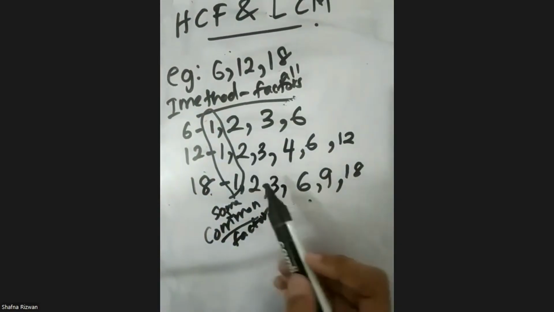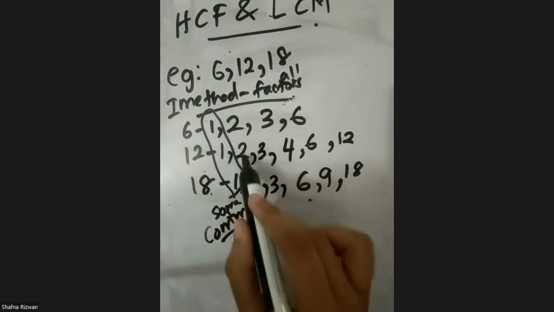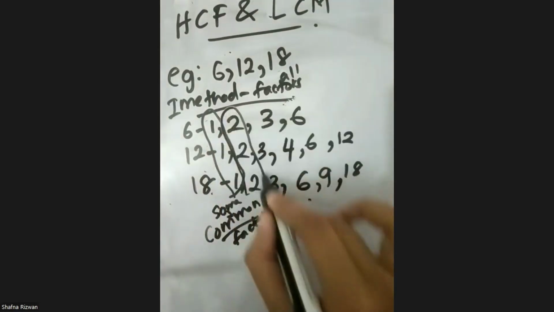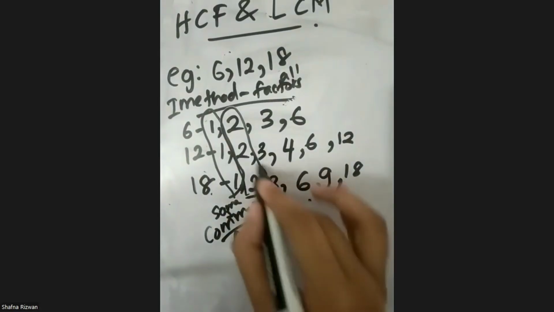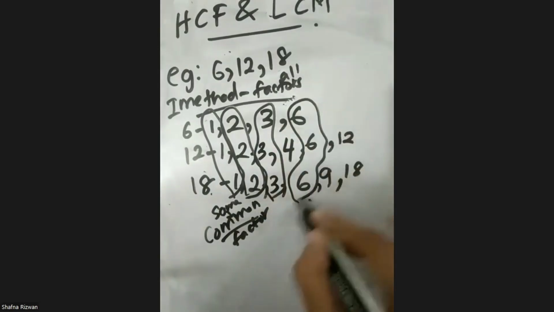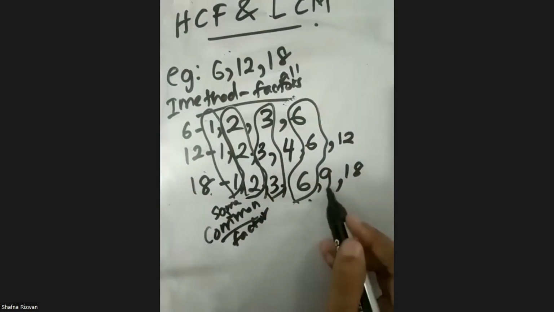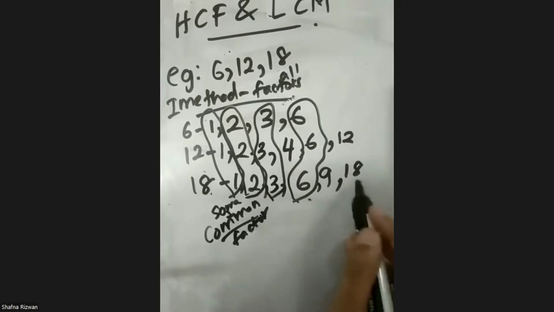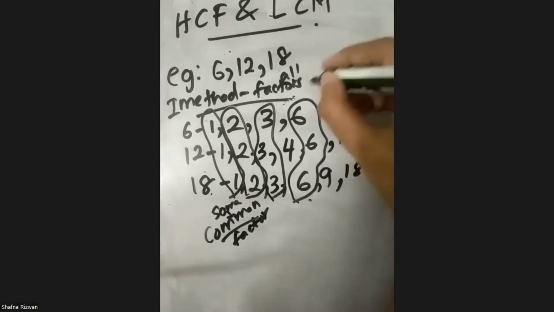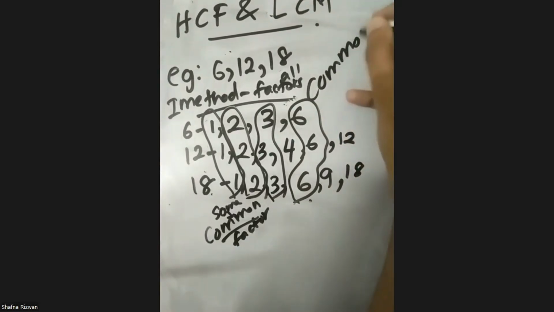And what's the next same number that you can see? 2, 2, 2. It's available in all three. So I'm going to circle it. It's common. And after that 3, 3 and 3. It's also common. And after that 6, 6 and 6. It's also common. 4 do you have? No. 12 do you have anything common? No. 18 do you have common anywhere? No, you don't have. So only these four numbers are the numbers which are common, which are same.